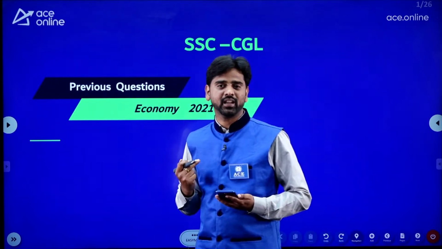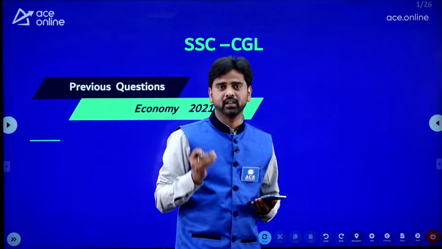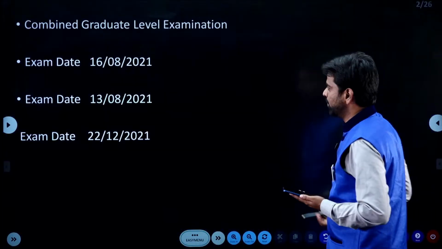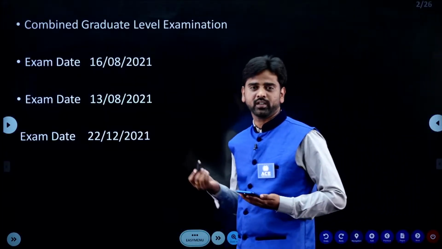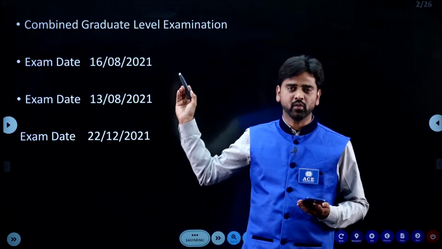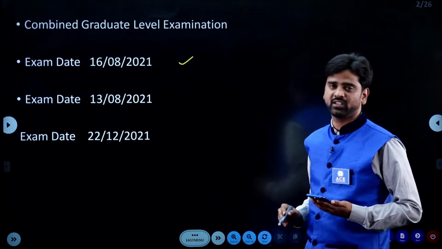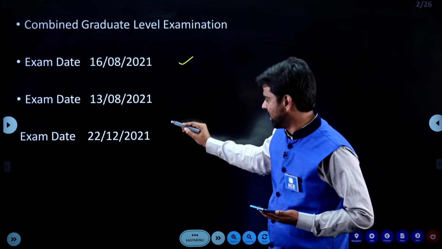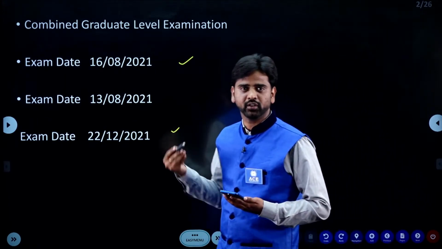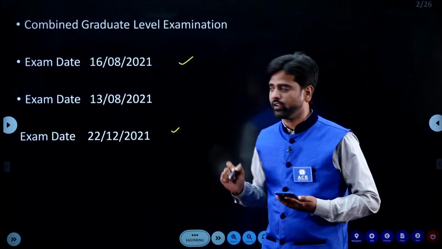As the general awareness paper, it consists of around 25 marks. So I am going to discuss the previous year's questions related to economy. Before starting, these are the examinations which have been conducted on the 16th of August, and the 22nd of December, that is the first shift, second shift, third shift and the fourth shift. I'm going to discuss each and everything related to economy.